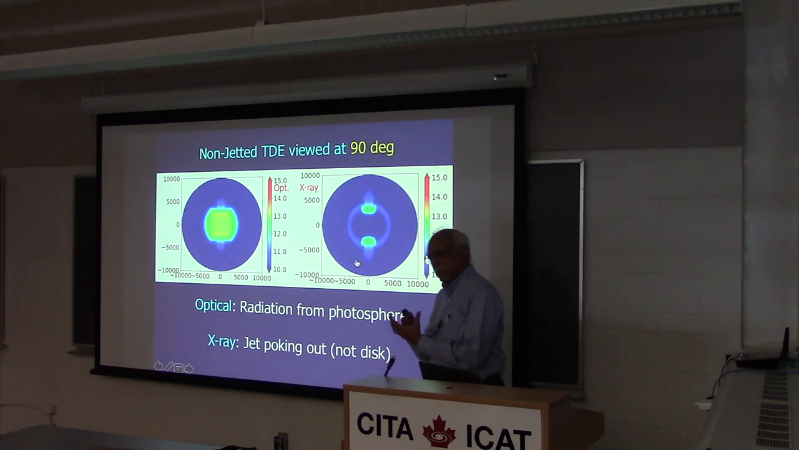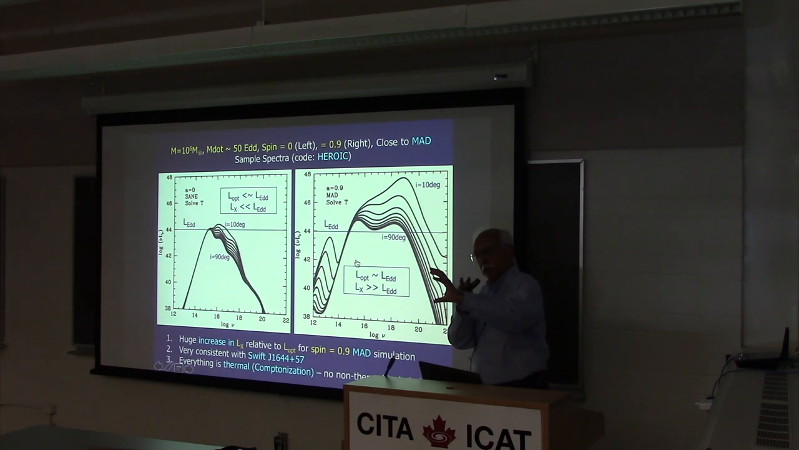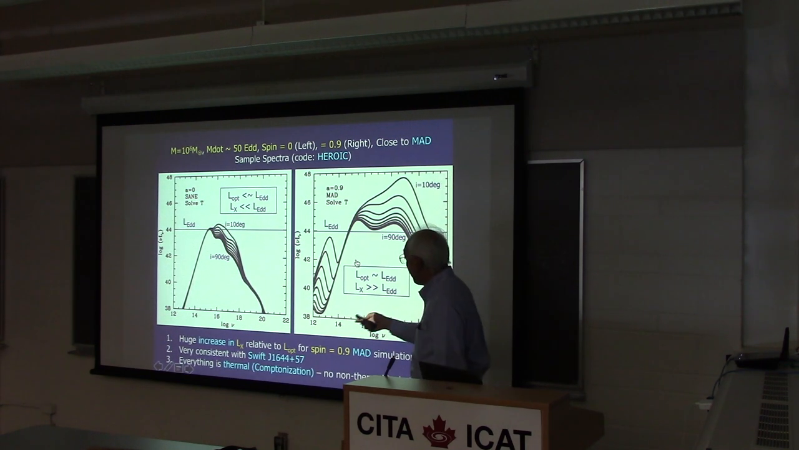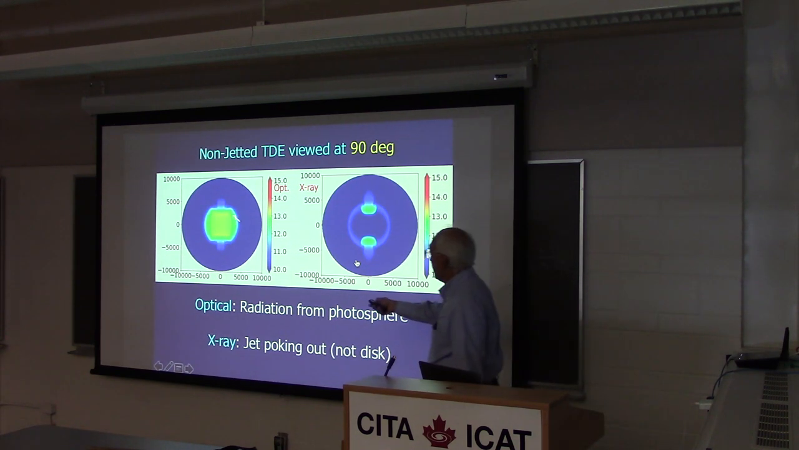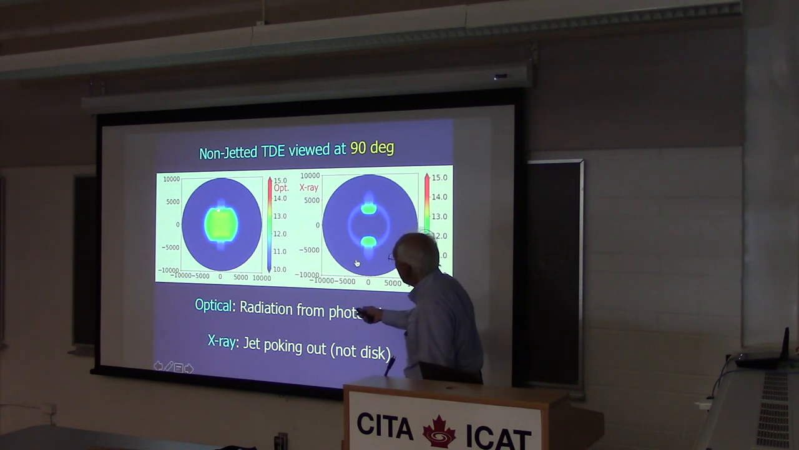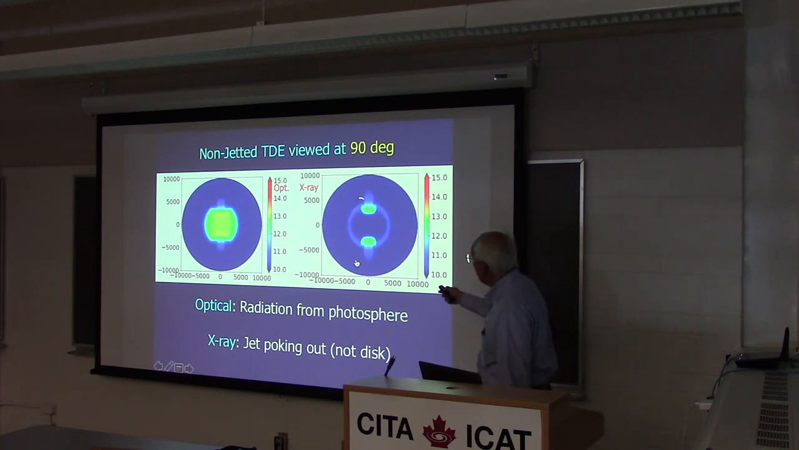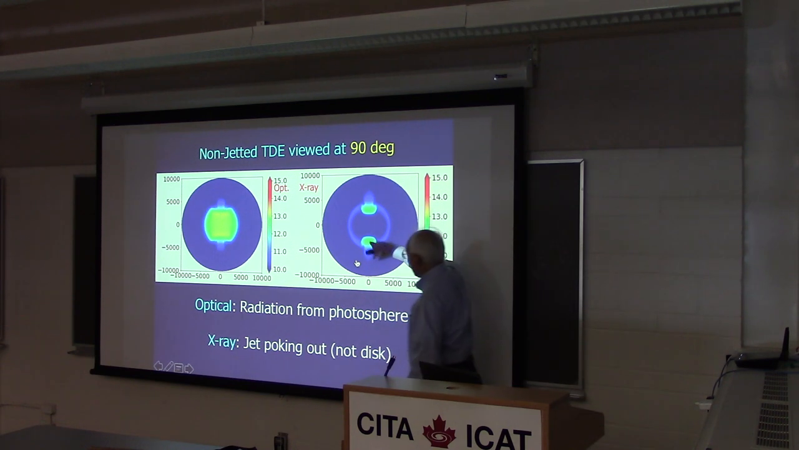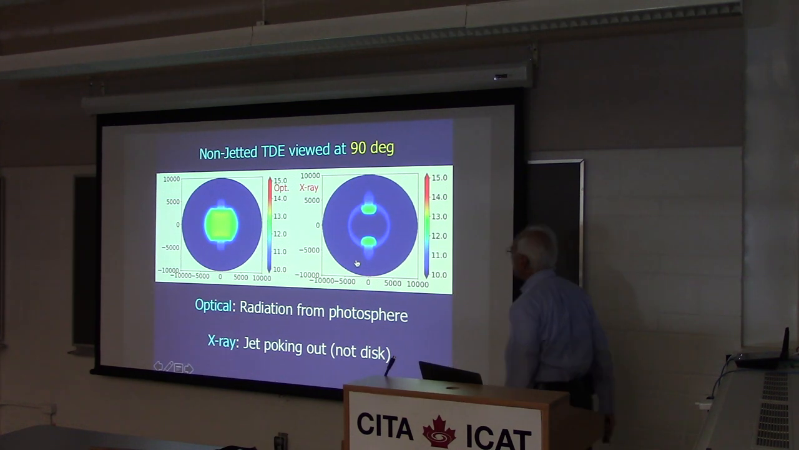Just to get a better picture of what these might look like, if you could actually make an image: if I were to look at this one from 90 degrees, in optical, I will just see this fluffy torus. I see just the photosphere of the torus. Little sticking out, that's the jet. If I look in X-rays, of course, the torus is too cool. It doesn't produce any X-rays. The only X-rays are coming from where the jet is sticking out. And not much of a jet. This one just has a wimpy jet. But the little bit that sticks out makes X-rays.